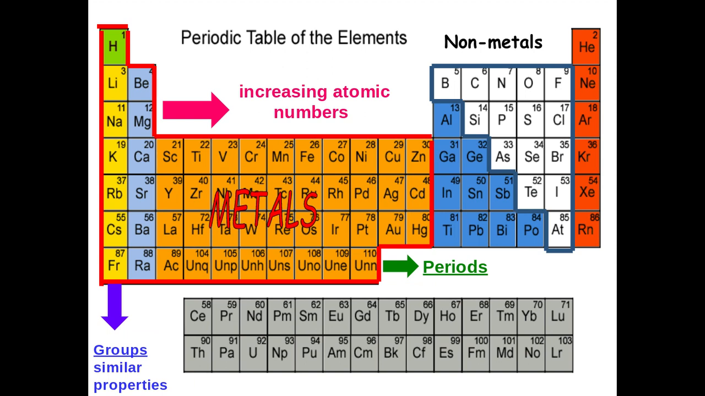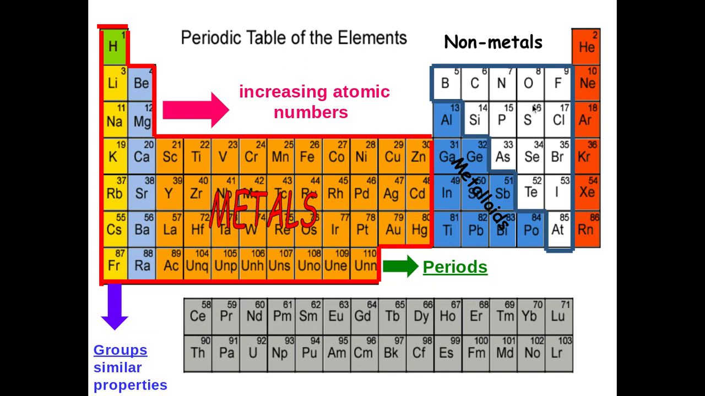Now, there also is a set of elements that display both non-metal properties and metal properties, and we call those metalloids. And so right here in this blue area of the periodic table represents the metalloids. So we have metals, metalloids, and nonmetals.